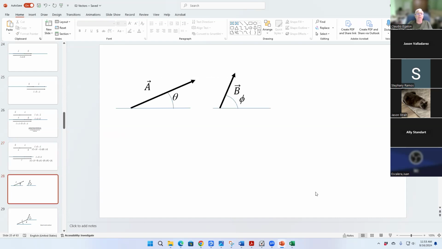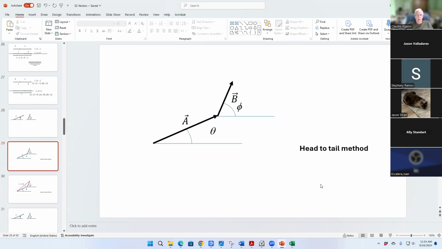Now, what happens when we sum two vectors that have different directions? We can use the head to tail method, but we can also use the parallelogram method. Let me show you how you can do it. Using the head to tail method, vector A and vector B. Put the tail of B at the head of A, and then connect the tail of A to the head of B. Okay? That's a more complicated example of how to sum vectors.